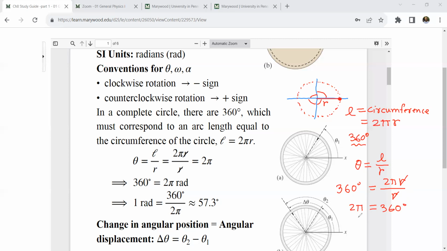As 2 pi is equal to 360 degree, 2 pi radian equals 360 degree. So 1 radian is 360 degree divided by 2 pi, and that is equal to 57.3 degree. So this is the relationship between radian and degree. 1 radian equals 57.3 degree.